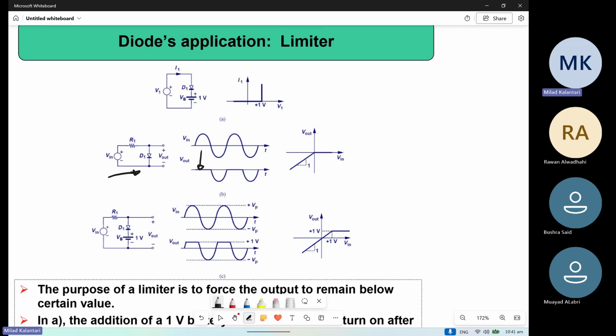So you can try to shift this level of limiting if you add some supply, some battery here. How are you changing this level of limiting, can you describe it? What will happen once we add some, let's say 1 volt here?